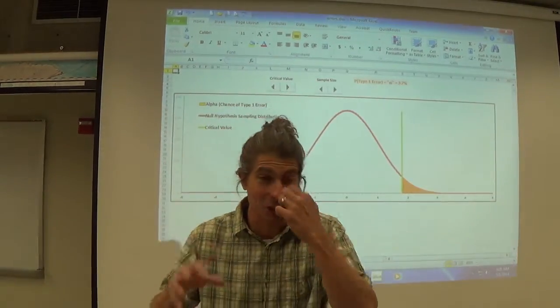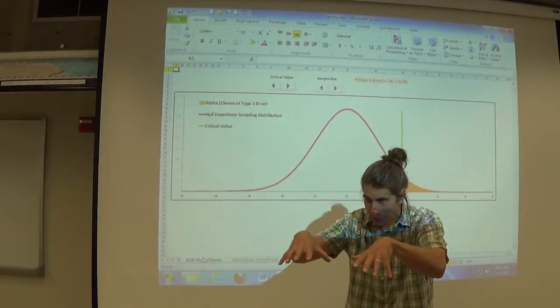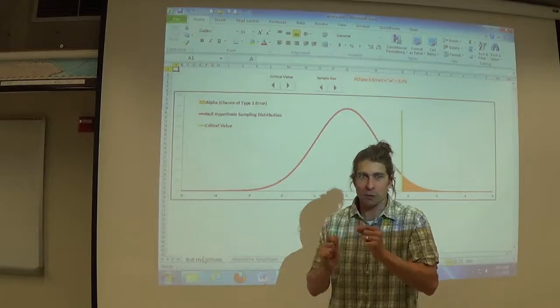There's something that most statisticians, at this stage in the game when you're learning about this, don't talk about. This is what drives me nuts.